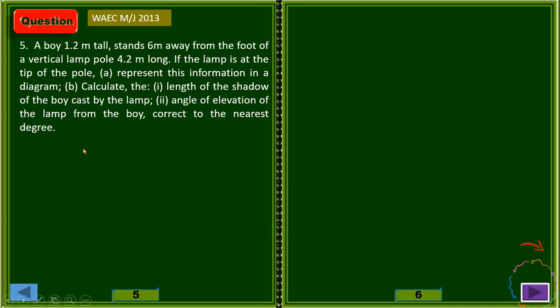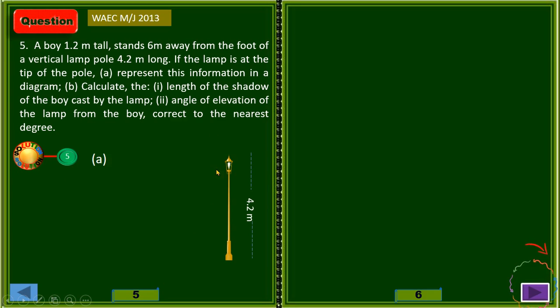Let's solve this question together now. In every question involving geometry, trigonometry, or elevation and depression, we need to draw the diagram, because if you solve the question without drawing the diagram, the examiner will not mark it, they will score you 0. So now let's get the diagram together.